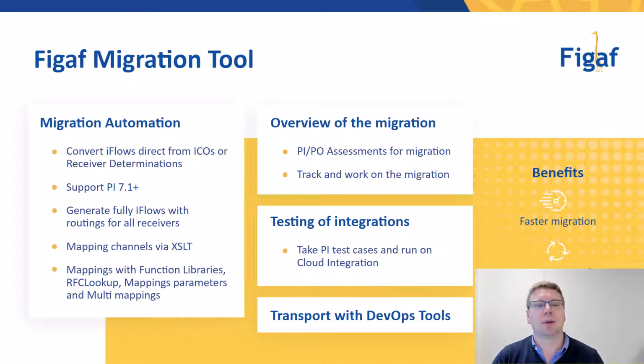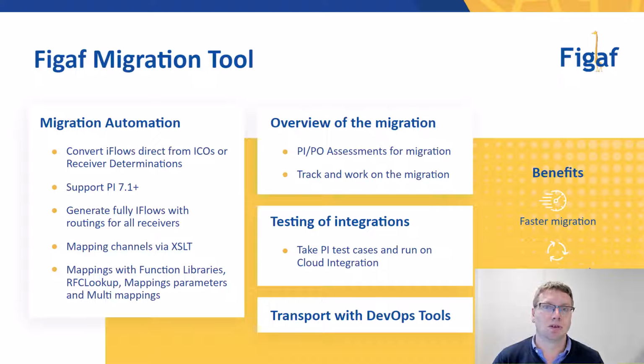First off, the Figaf migration tool. This is a much broader term than just this assessment. We have an automated migration that takes your ICO or receiver determination from 7.1 and above, converts them fully into iFlows with all the routings from receivers. You can map communication channels. It supports function libraries, RC lookups, mapping parameters, and multi-mappings.